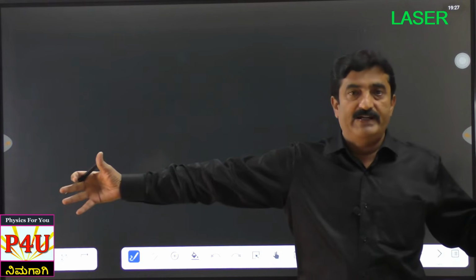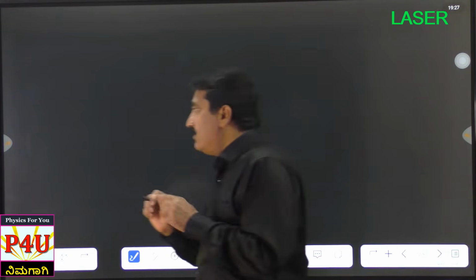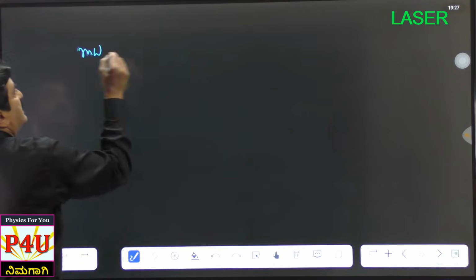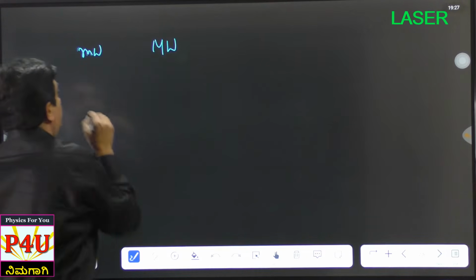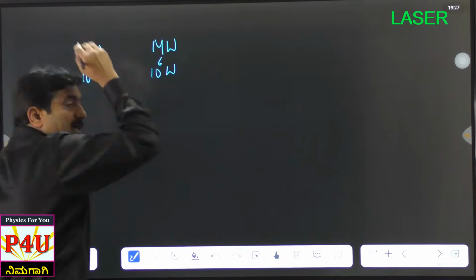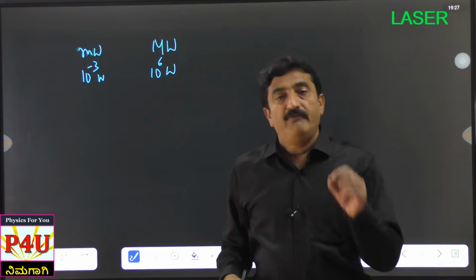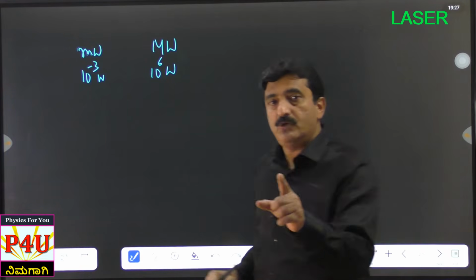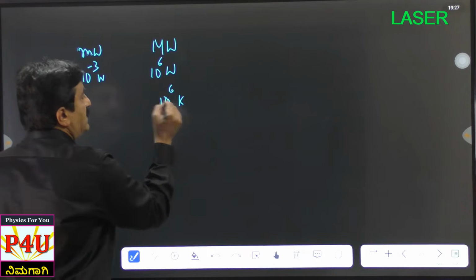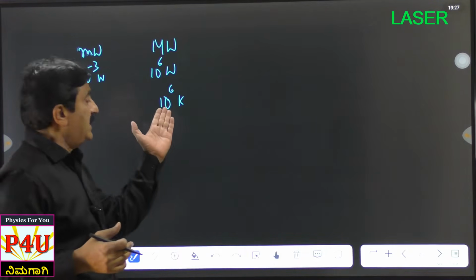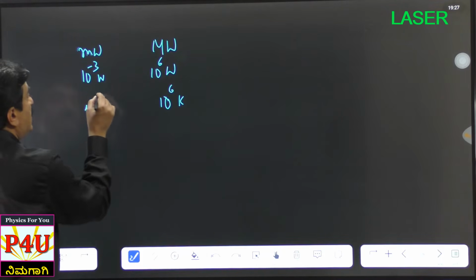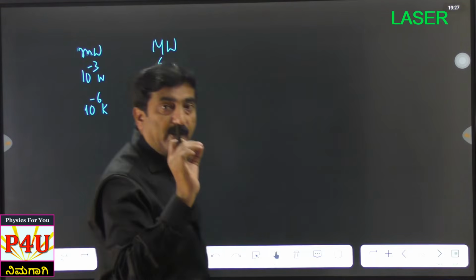So two extreme ends. Okay, and lasers we have of milliwatt power, we have lasers of megawatt power also. That means we have lasers of 10 power minus 3 watt, we have lasers of 10 power 6 watt also. Okay, and we have lasers which can produce heat of 10 to the power of 6 Kelvin. That means using laser we can produce a temperature of 10 lakh Kelvin, and also using laser we can reduce the temperature to 10 power minus 6 Kelvin.